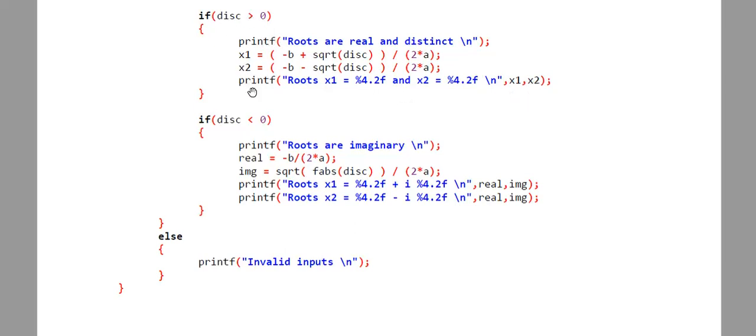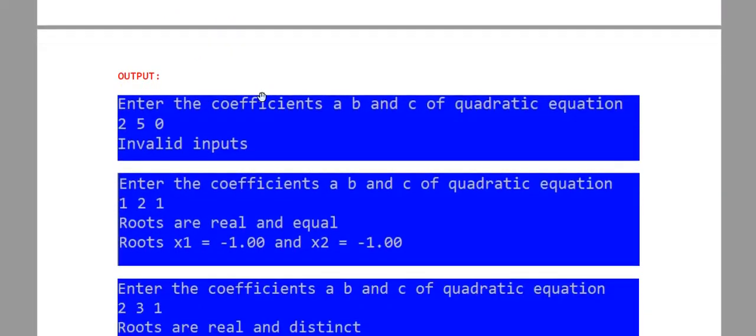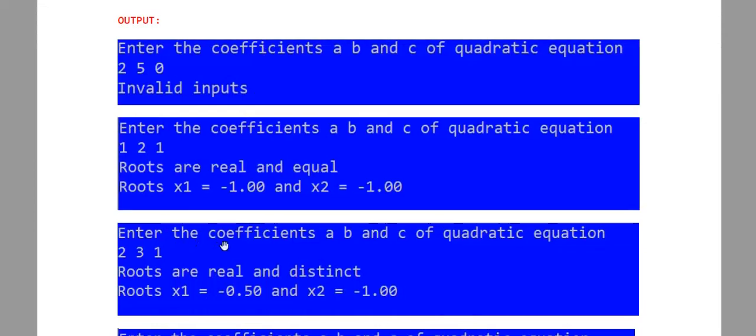So how this piece of code is executed, I will show you the output when roots are real and distinct. Okay, so this is the condition when roots are real and distinct. What is the input given? A is 2, b is 3 and c is 1. What is b square minus 4ac? B square is 3 square, that is 9, minus 4 into 2 into 1. So that is 4 into 2 is 8, 9 minus 8 is 1. So DISC is greater than 0. So roots are real and distinct. So roots x1 is equal to minus 0.50, x2 is equal to minus 1. That is how we get.